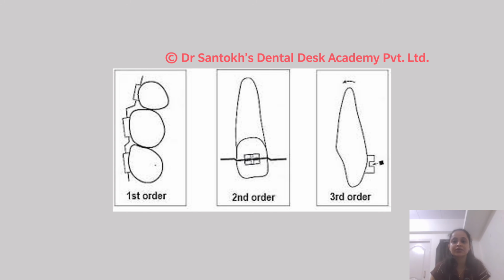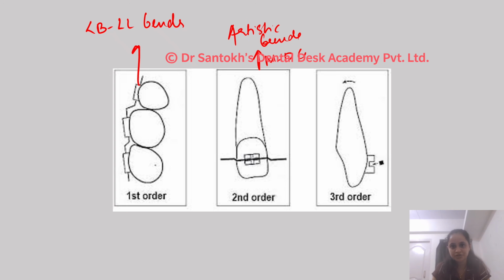First order bends are known as labiolingual bends. These are given in the labiolingual direction to move the tooth in the labiolingual direction. The second order bends are also known as artistic bends. They are given for mesiodistal correction. Next is the third order bend, which is a torque bend, which is used to correct the root inclination. Just remember what the first order, second order, and third order bends are.